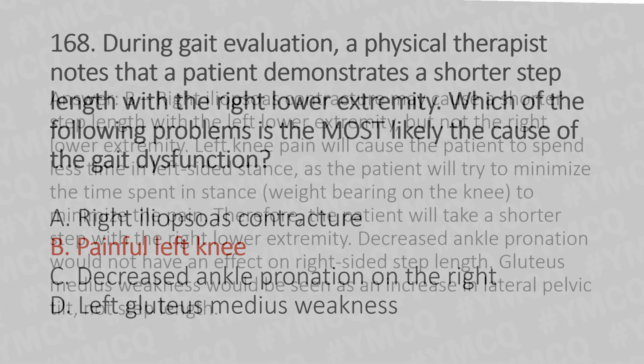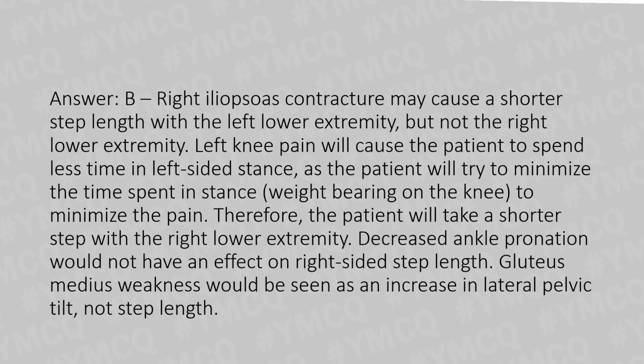Explanation to this question is, right iliopsoas contracture may cause a shorter step length with the left lower extremity, but not the right lower extremity. Left knee pain will cause the patient to spend less time in left-sided stance, as the patient will try to minimize the time spent weight bearing on the knee, to minimize the pain. Therefore, the patient will take a shorter step with the right lower extremity. Decreased ankle pronation would not have an effect on right-sided step length. Gluteus medius weakness would be seen as an increase in lateral pelvic tilt, not step length. Now let's move to question number 169.